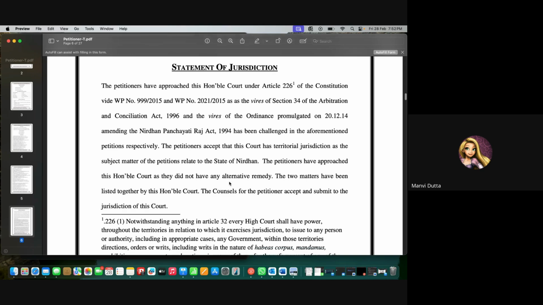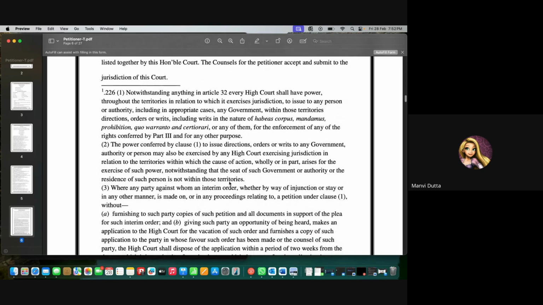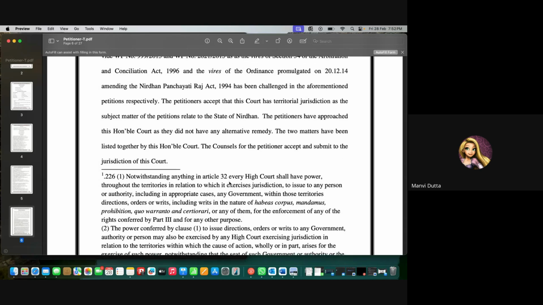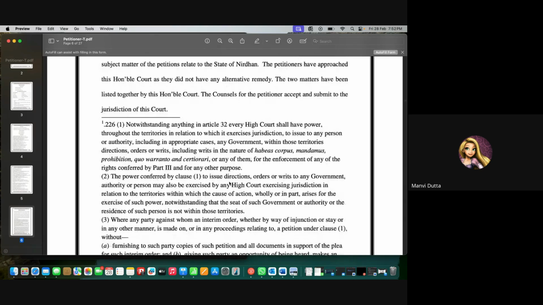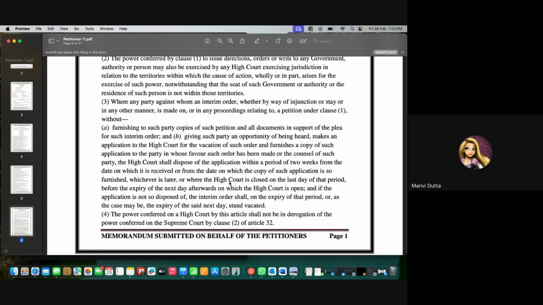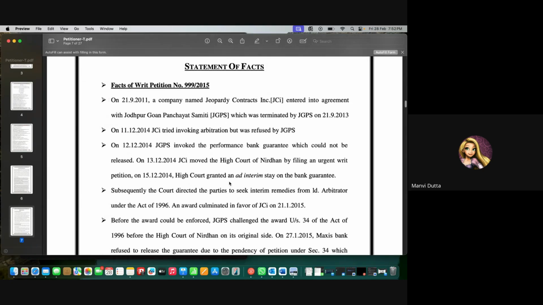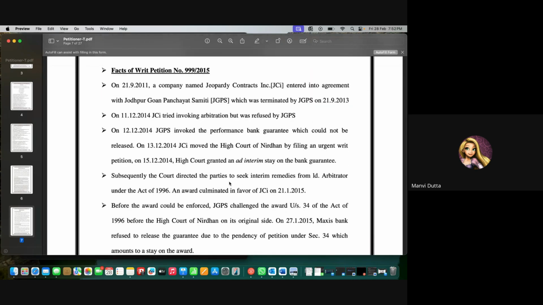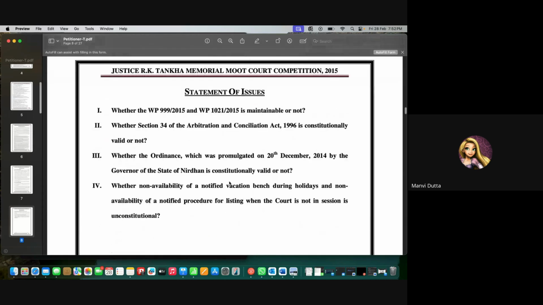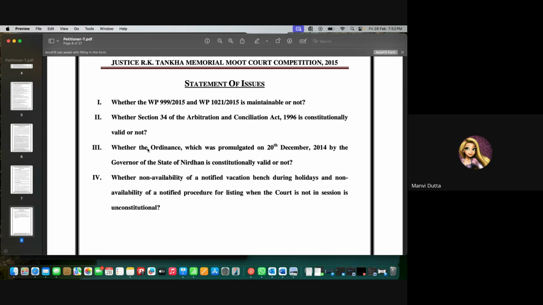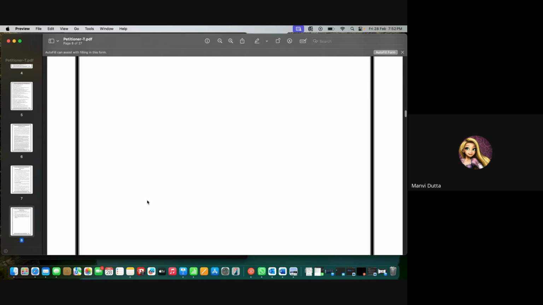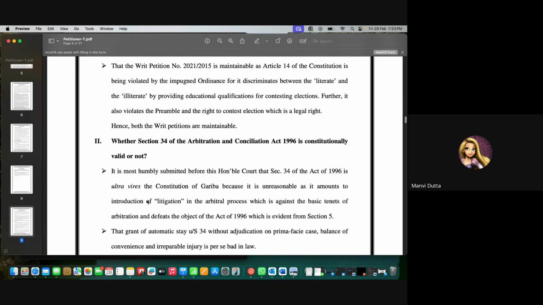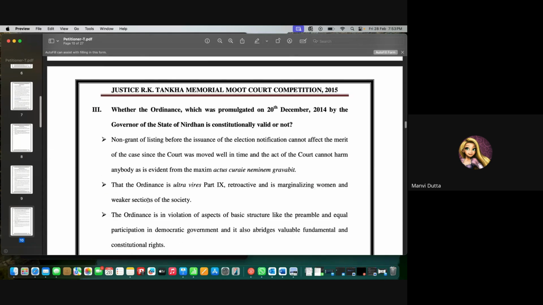Then comes the statement of jurisdiction. Here, you can provide a footnote if you want to provide the whole section in the footnote itself. All right. Then moving on to the statement of facts. The statement of facts can be point-wise or in paragraphs as per the discretion of the team members. Then comes the statement of issues. Here they have used 4 issues. All right. Then the summary of arguments on the basis of those 4 issues. That is how the summary of arguments looks.